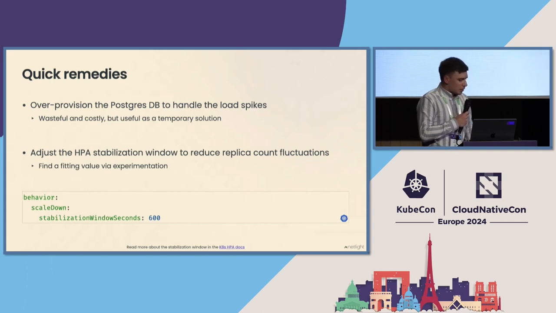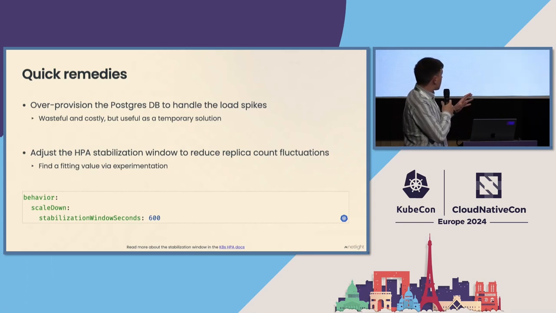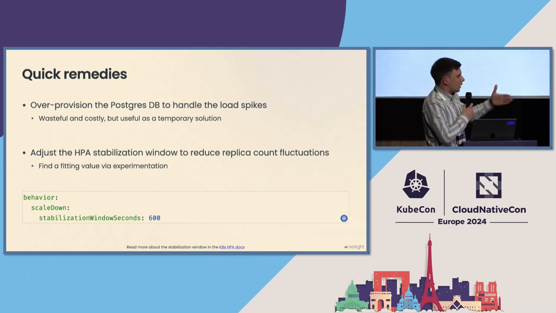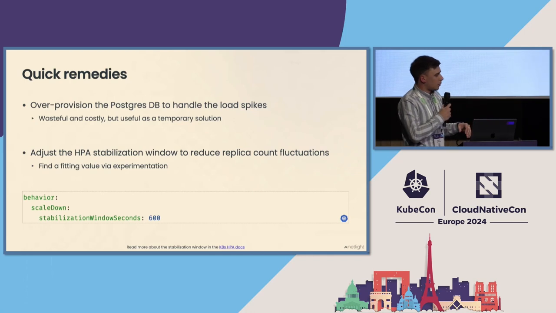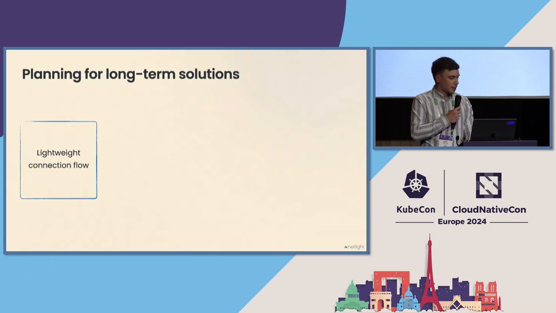Another thing, which is a little bit more subtle, is to adjust the horizontal pod autoscaler stabilization window. So we have a couple of metrics that we use for scaling up and down, and we don't want to react to every single fluctuation there. Because of this reconnection behavior, we want to avoid that as much as possible. So basically making this larger helps you smoothen out the reactions of the HPA and helps avoid these fluctuations in the replica count. Yeah, that's good enough for some quick remedies.